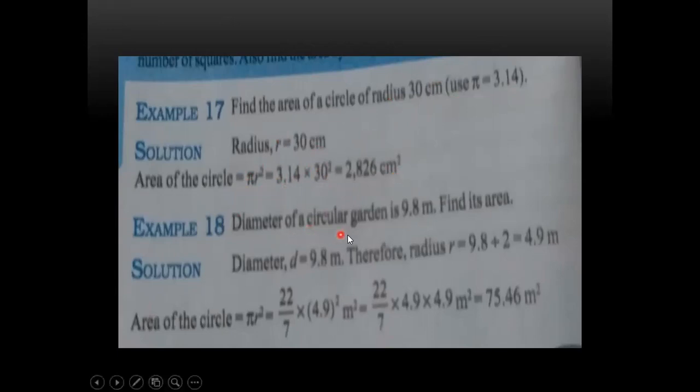Next example. The diameter of a circular garden is 9.8 meter. Find its area. See, a diameter is given. So d equals how much? 9.8 meter. We know that radius equals diameter divided by 2. So that means 9.8 divided by 2, which gives 4.9 meters. What is the formula for the area of a circle? We know pi r square. So the pi value is 22 by 7 into 4.9 whole square. That means 22 by 7 into 4.9 into 4.9. If you multiply this you get 75.46 meter square. So that is the answer.